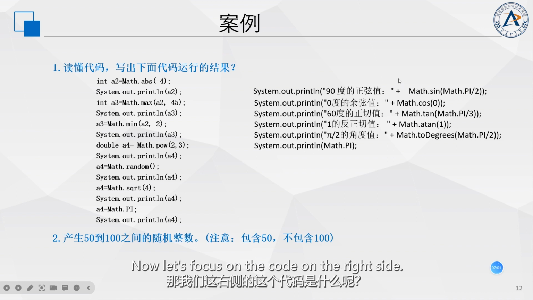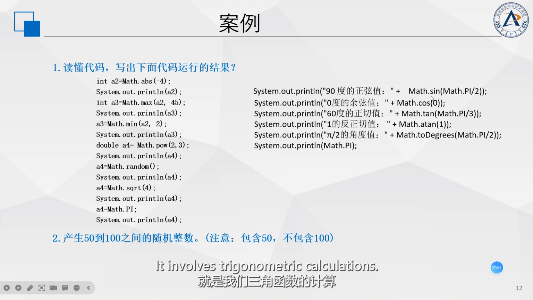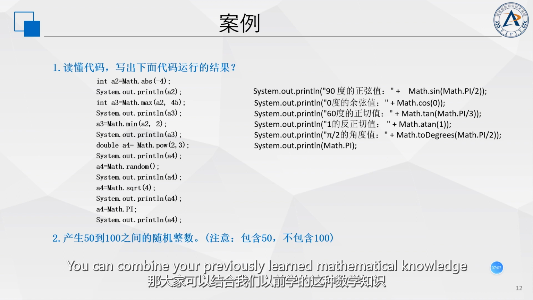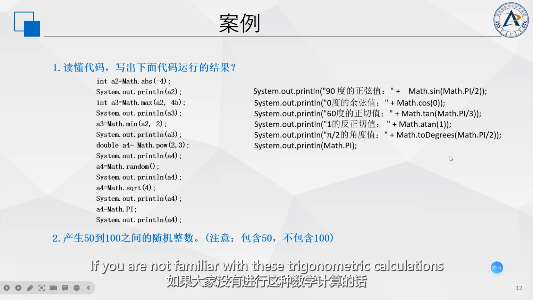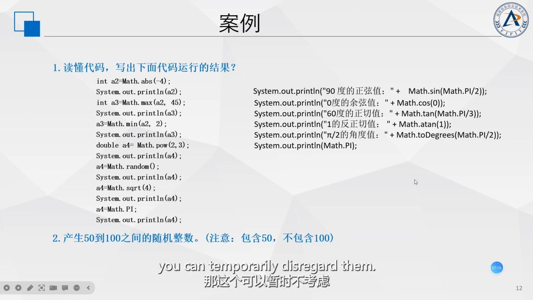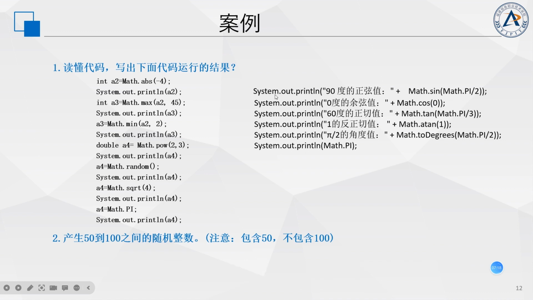Now, let's focus on the code on the right side. It involves trigonometric calculations. You can combine your previously learned mathematical knowledge to verify the correctness of the output. If you are not familiar with these trigonometric calculations, you can temporarily disregard them.